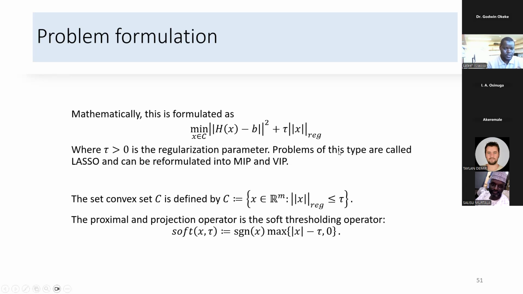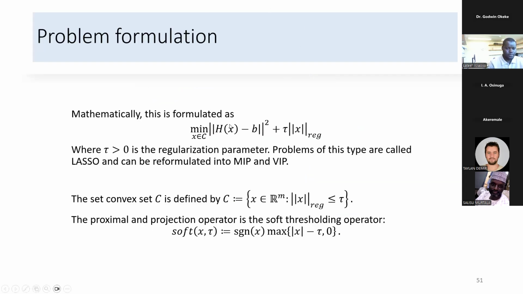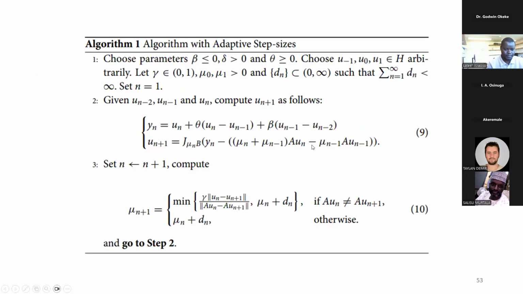But what I want us to take from here is that what we are solving is nothing but the problem I've discussed earlier. It's also a monotone inclusion problem. So what we did was we formulated the problem from this model into a monotone inclusion problem. Then we applied our algorithm, which is this algorithm I have here, to solve the image processing problem.